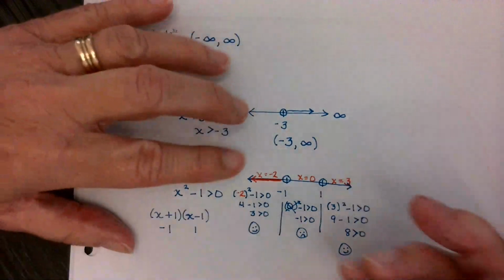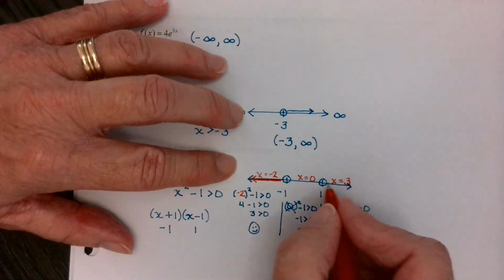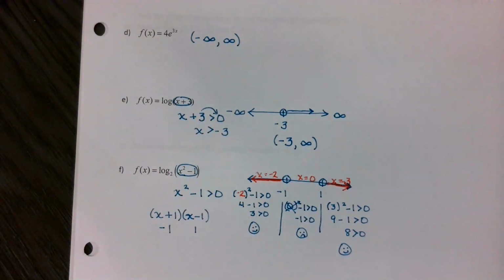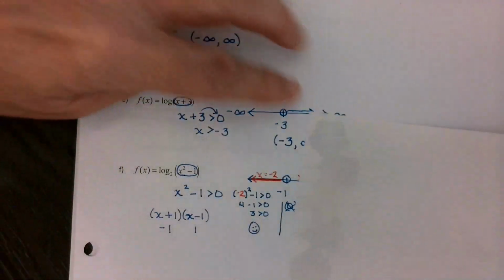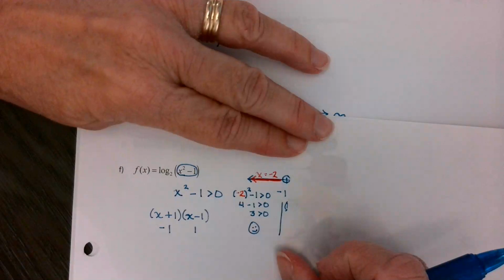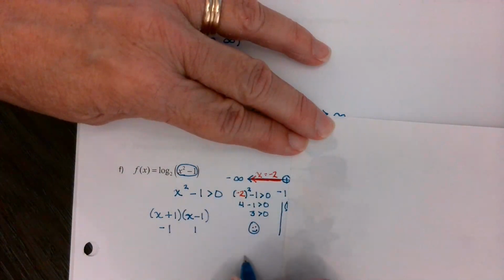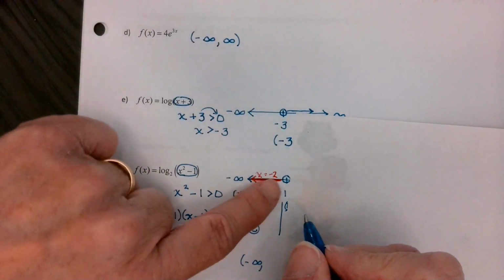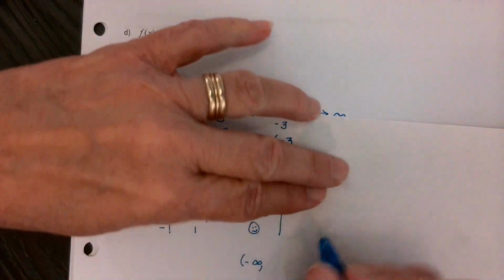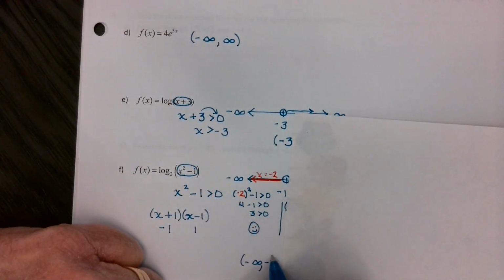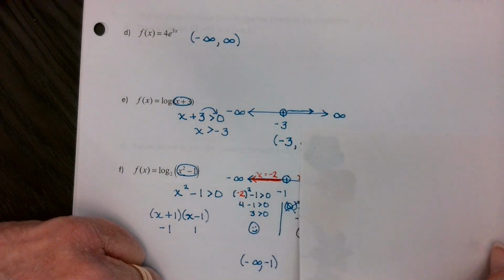So now all you have to do is put your answer, your number line, in interval notation. Well, we know how to do this. Okay, here's negative infinity. It'll be negative infinity to negative 1. It's an open circle, so it's parentheses.